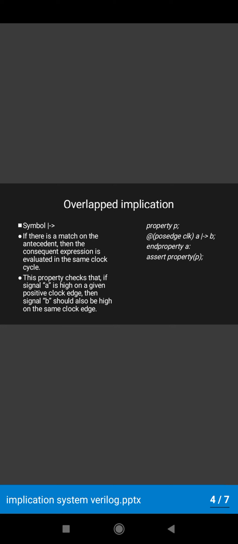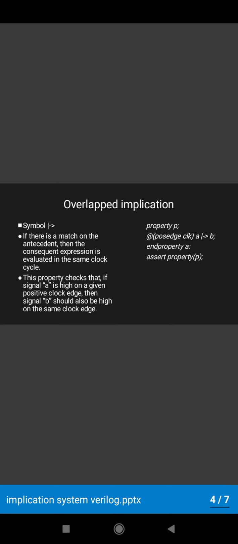So if there is a match on the antecedent, here the antecedent is A and the consequent is B, then the consequent expression is evaluated in the same clock cycle. We have this property, named P. This property states that if signal A is high on a given positive clock edge, because we have written posedge of clock, then signal B should also be high on the same clock edge. So this is an overlapped implication.